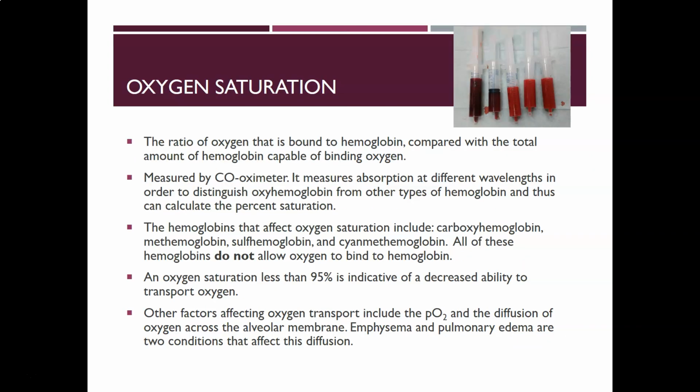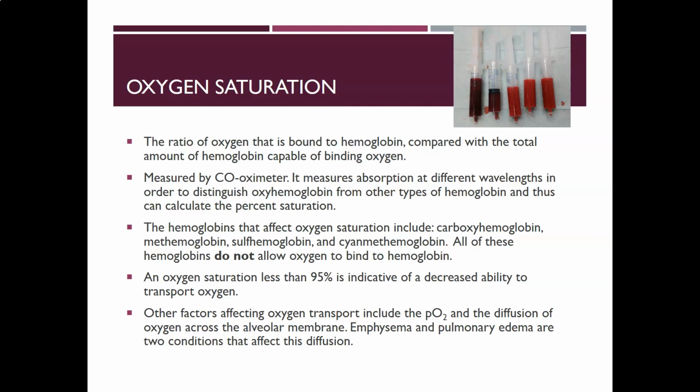Now, let's talk a little bit about oxygen saturation. The ratio of oxygen saturation is defined as the ratio of oxygen that is bound to hemoglobin as compared with the total amount of hemoglobin capable of binding oxygen. It's usually expressed as a percentage. For an average healthy and well person, your oxygen saturation should usually be definitely above 95, but I would expect 97, 98%, 96%, somewhere around there. You should be pretty good there.